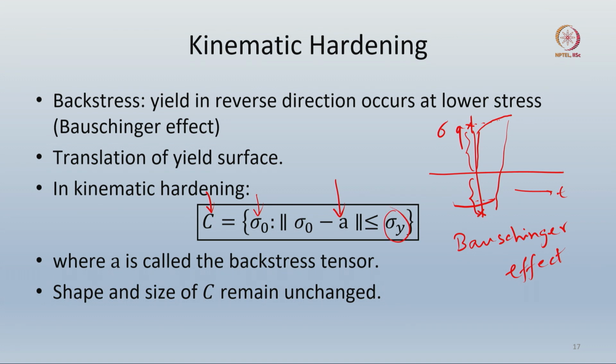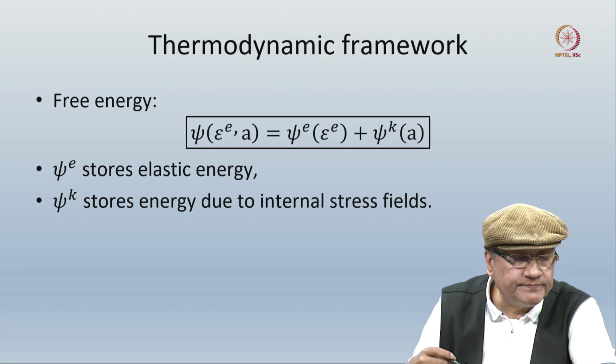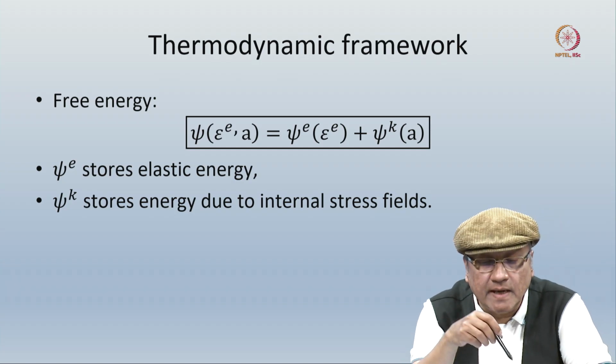Now, this A has a special name, it is called the back stress. It is also a tensor, just the same kind of tensor as sigma 0 is. That is why I could subtract A from sigma 0. So, it is the back stress tensor. As you would understand, in kinematic hardening alone, the shape and size of C does not change, only the center moves. I will try to show it schematically later. For the time being, let us come to the thermodynamics.